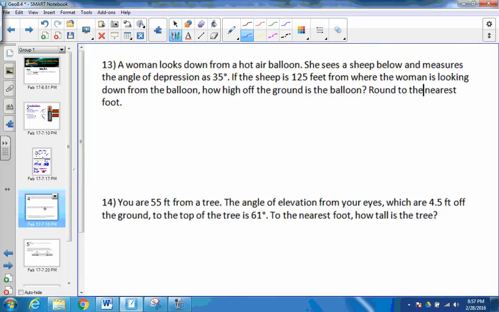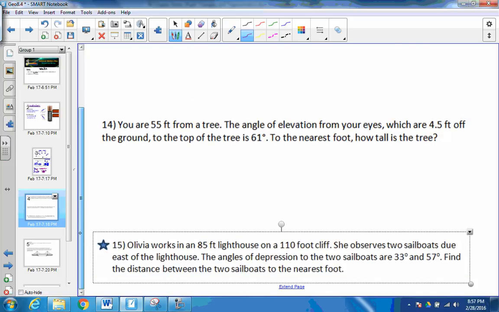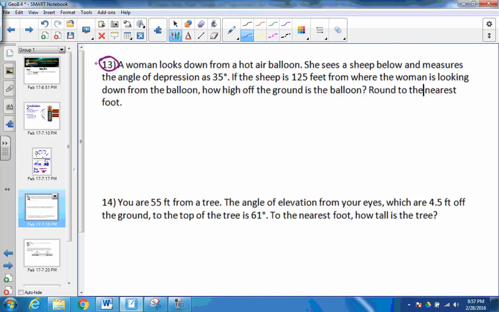Alright, I got a couple more word problems. We'll maybe do one of those and save the other ones for a different time. But let's look at number 13. A woman looks down from a hot air balloon. Ooh, hot air balloon. Here's my hot air balloon. Got the little things in the little basket. There's my hot air balloon. That's really bad, but you know what? There's a hot air balloon.